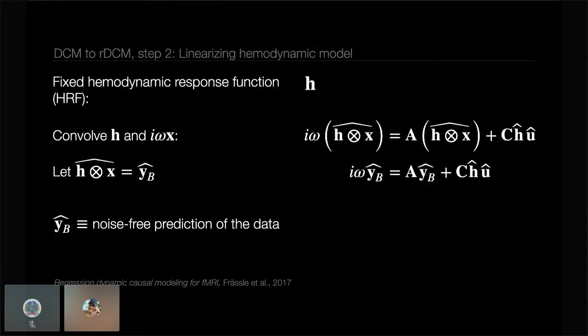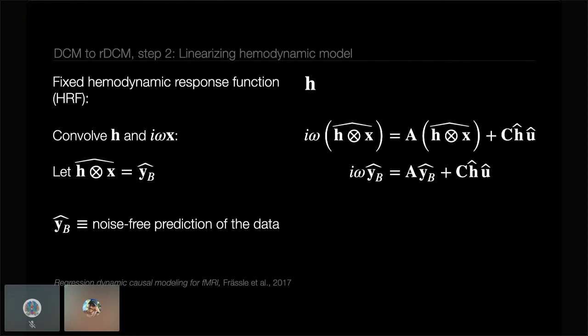The second step concerns the observation model, the link between the hidden neuronal dynamics to the BOLD signals. This model involves nonlinear differential equations, which describe hemodynamics, and a nonlinear static BOLD equation. To make translation to the frequency domain more straightforward, we'll simply assume a fixed hemodynamic response function and convolve it with the BOLD series. This is equivalent to multiplying the functions in the frequency domain.